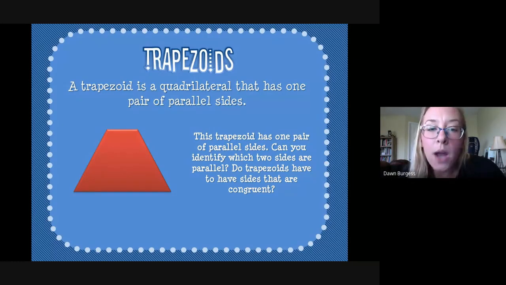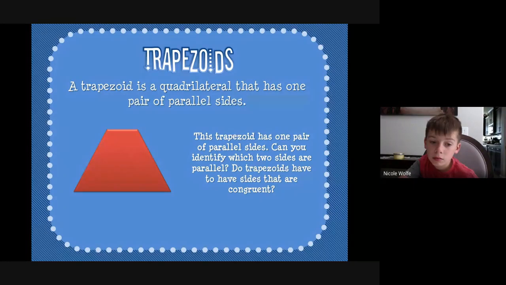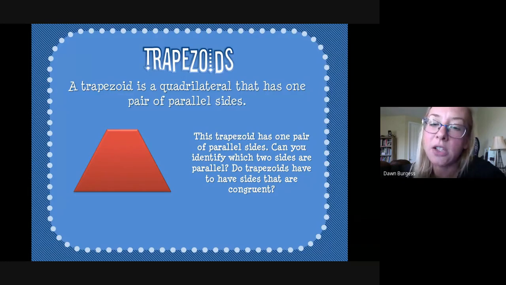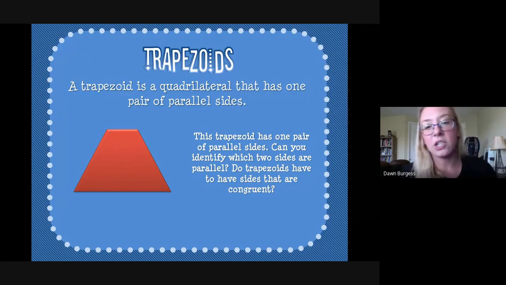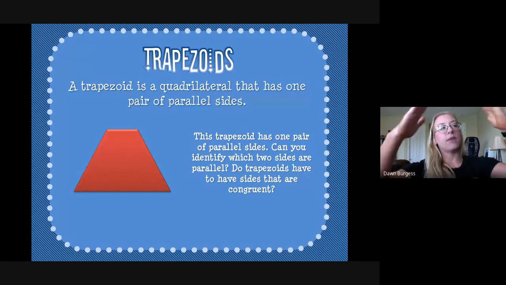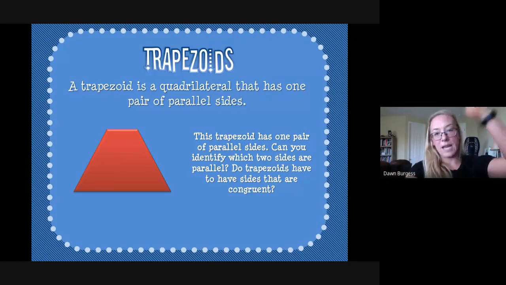A trapezoid has 1 pair of parallel sides. The parallel sides are the top and the bottom. Can you identify which two sides are parallel? The top and the bottom, like I just said, right? Then you have acute angles that are providing the two sides, right? Because there is always a tipped angle.